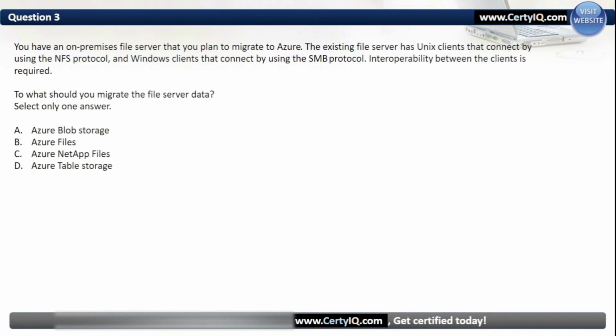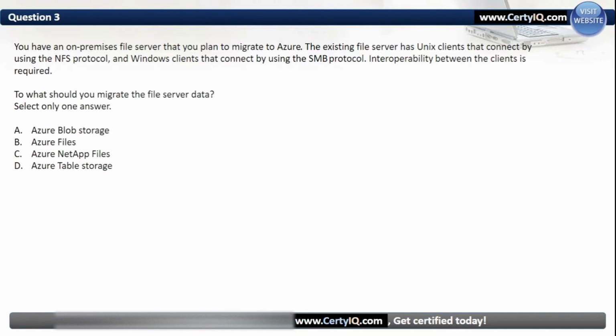Question 3. You have an on-premises file server that you plan to migrate to Azure. The existing file server has Unix clients that connect by using the NFS protocol and Windows clients that connect by using the SMB protocol. Interoperability between the clients is required. To what should you migrate the file server data?